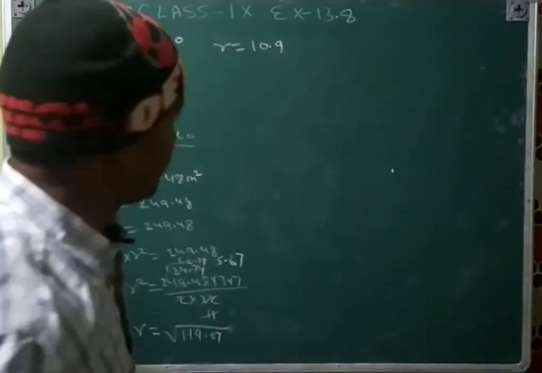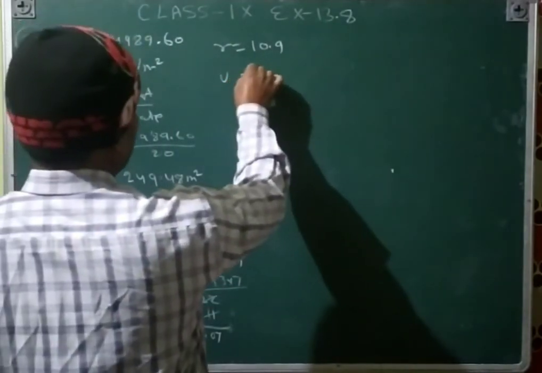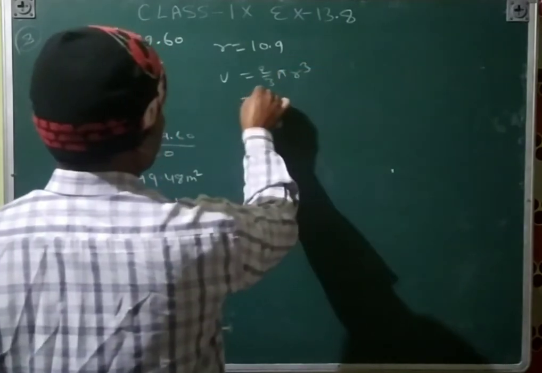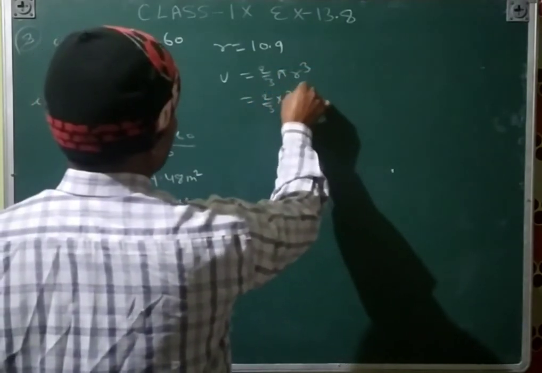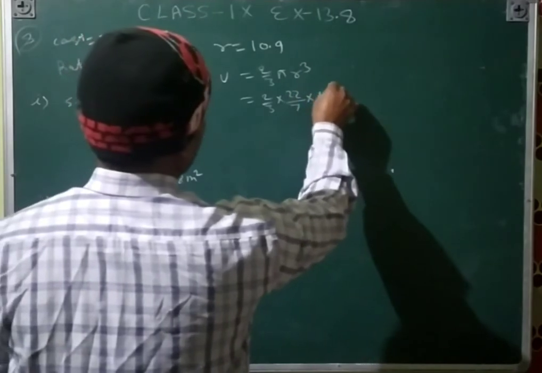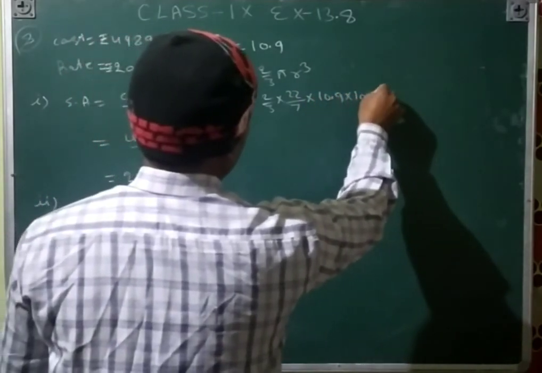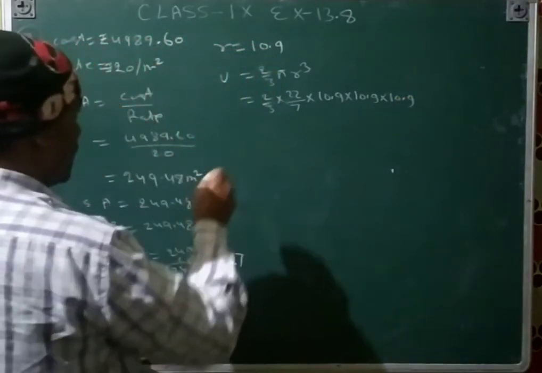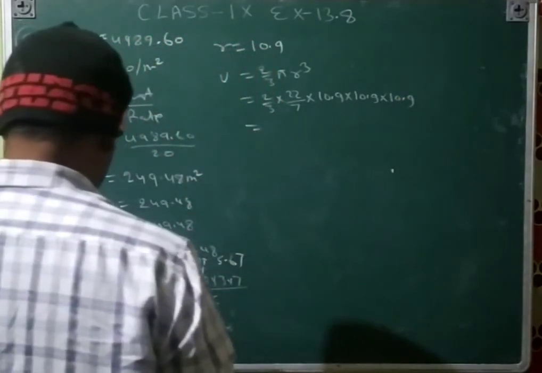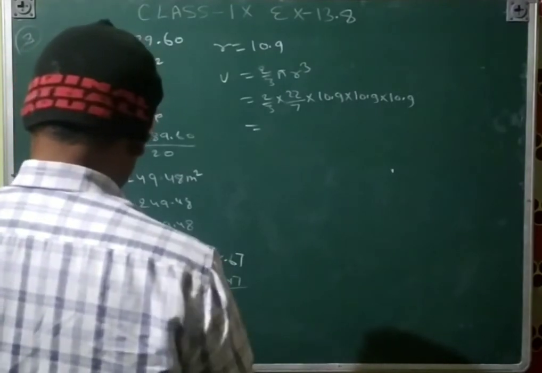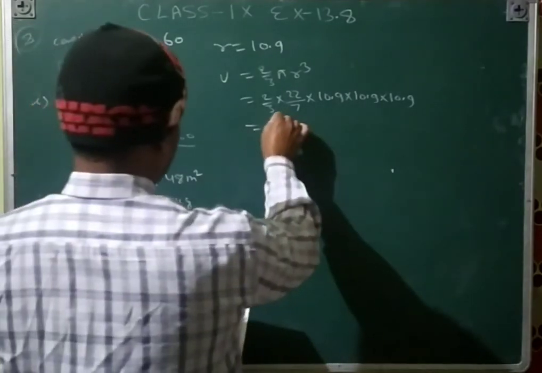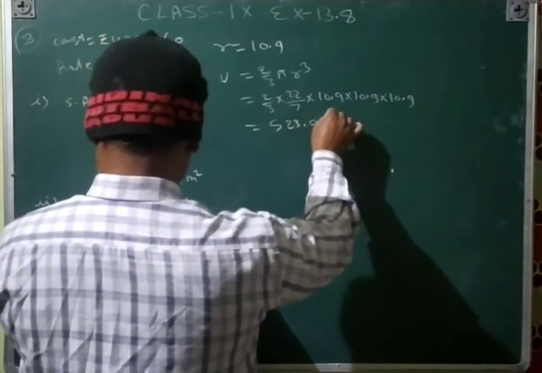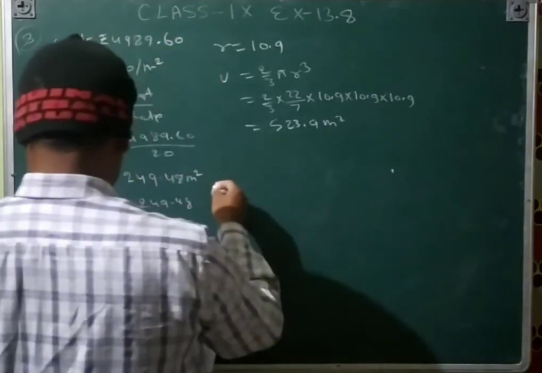And then the volume. Volume is equal to 2 upon 3 pi r cube, so 2 upon 3 into 22 upon 7 into 10.9 into 10.9 into 10.9, and after the calculation that will be 523.9 meter cube, that's the approximate value.